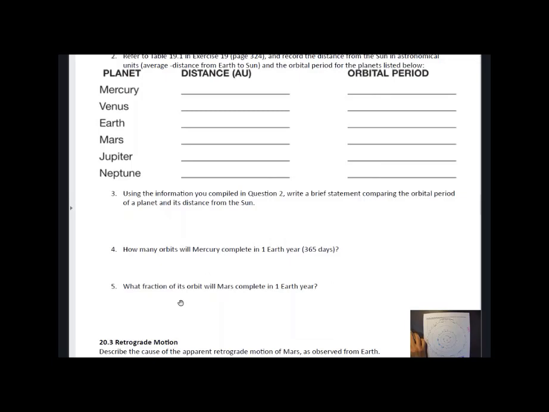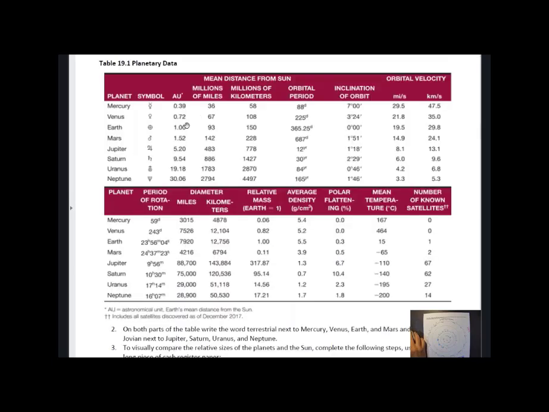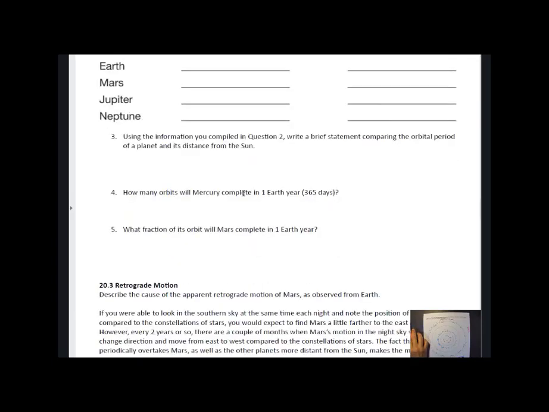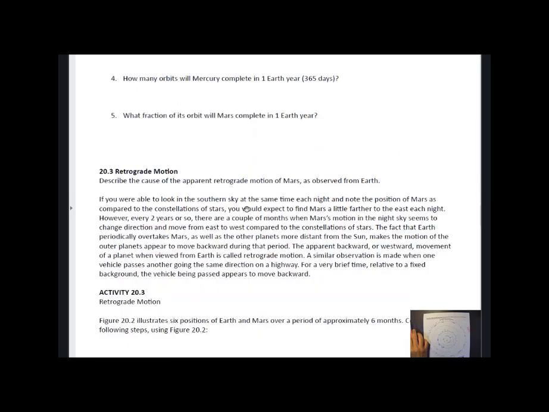And what fraction of orbit will Mars complete in 1 year? So here we know that Mars has an orbital period of 687 days. So that's almost twice. So basically, it would have gone maybe half of an orbit around the sun, right, 50% of its orbital period. So anyway, just do the calculations on that. It's pretty straightforward. That's for Mars, and Mercury did that.